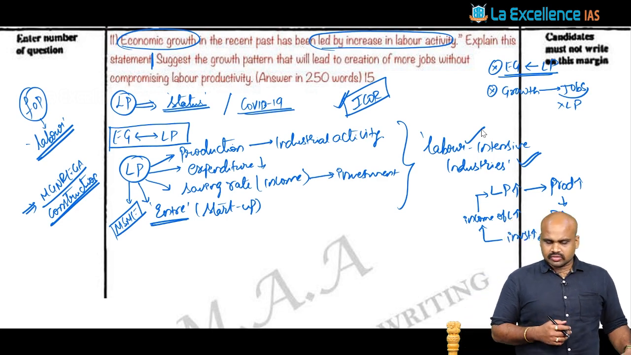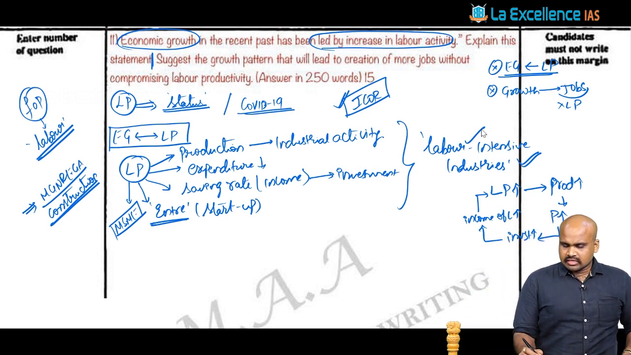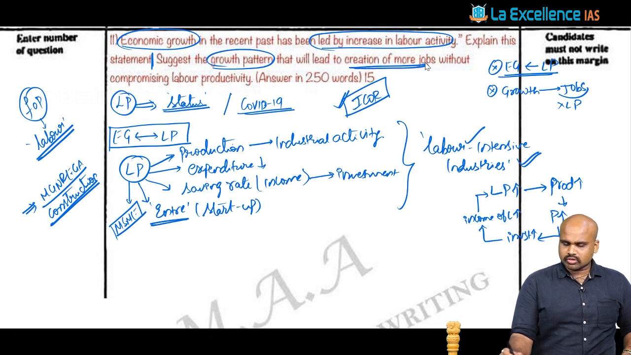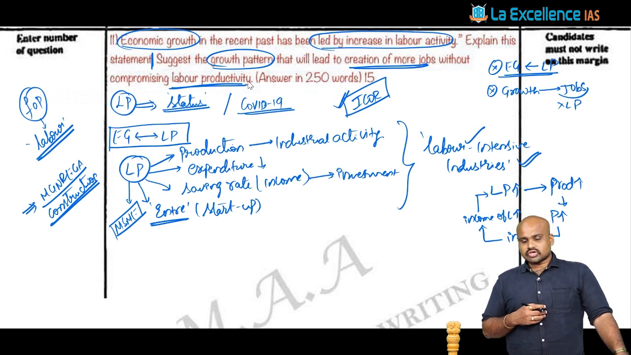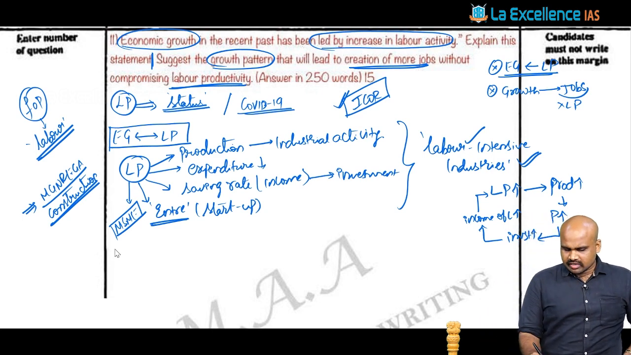And once we discuss this part, the second part is asking us to suggest the growth pattern that will lead to the creation of more jobs without compromising labor productivity. It is talking about how we can create more jobs with a particular growth pattern without compromising labor productivity. And when we look at the second part, that is the growth pattern vis-a-vis the creation of jobs.